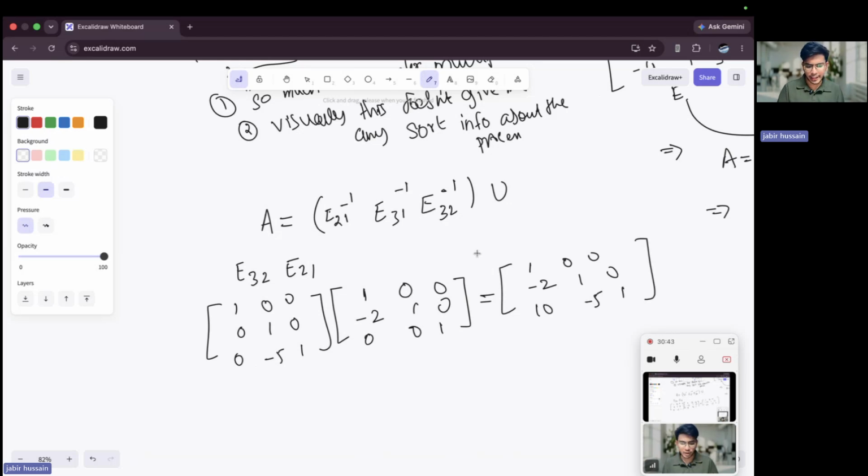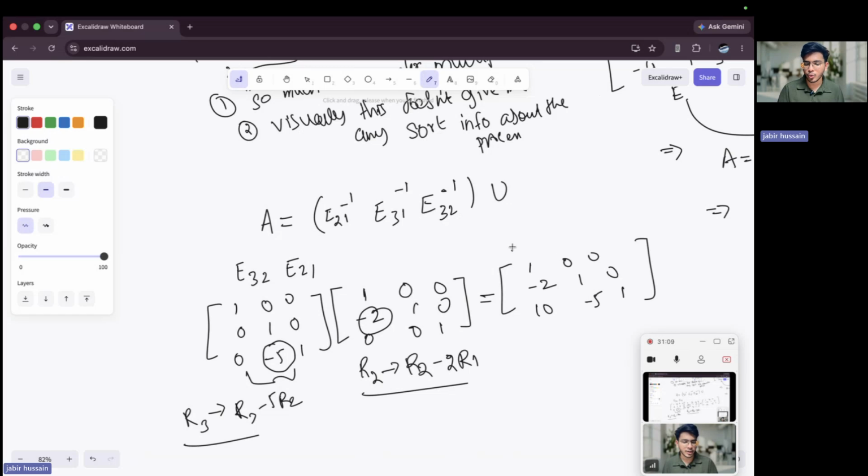If you see this matrix, this tells me that in row 3 I'm performing row 3 minus 5 row 2. This tells me that in row 2 I'm doing row 2 minus 2 row 1. So this is giving me perfect information, but what is this giving? Right here I have minus 2, 10 and all that. The 10 is not describing anything.